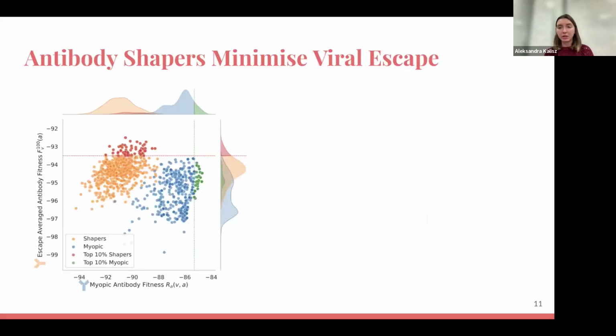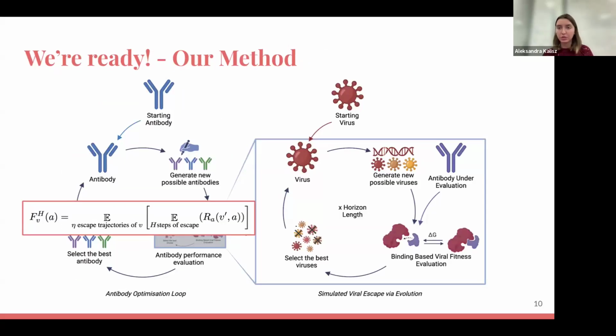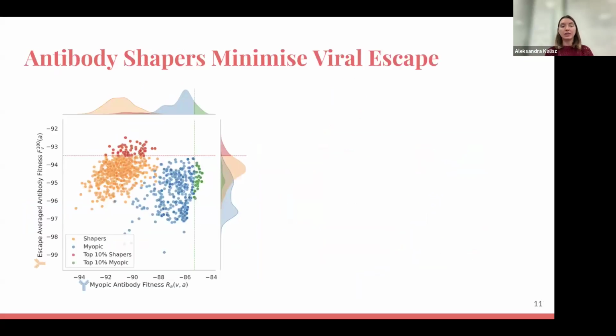So the antibodies optimized with this framework, we're going to refer to them as shapers. And furthermore, we'll call them, let's say, horizon 100 shapers, if the horizon length that we modeled for the viral escape is 100 steps. So in this plot, this is our first result. We're moving on to the results section, and we'll show you the results of our experiments now. And all of these results are done with dengue virus, the dengue viral antigen, as the antigen that we're optimizing against.